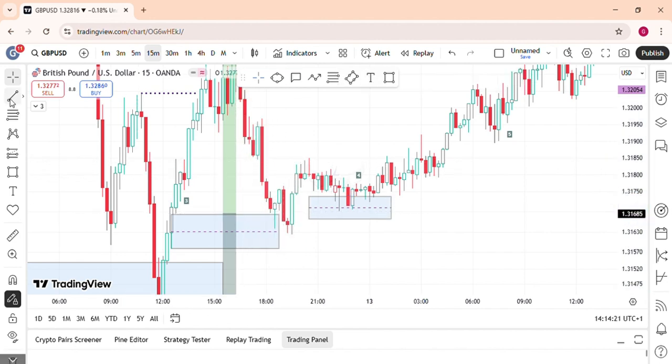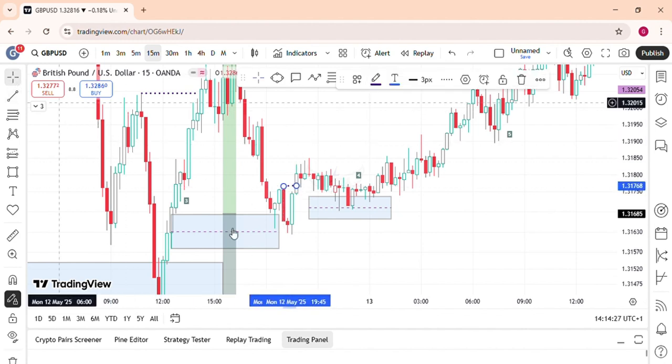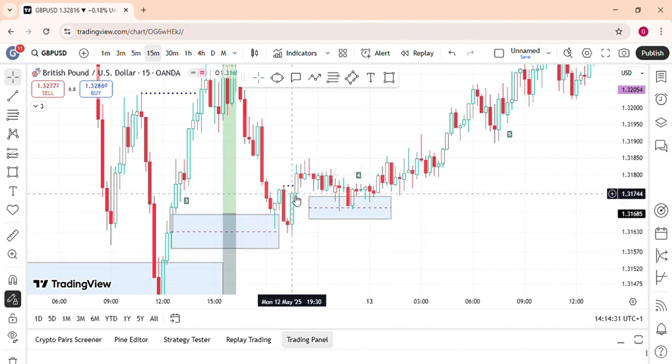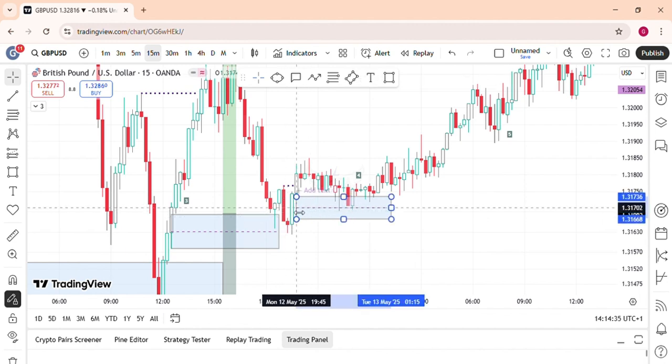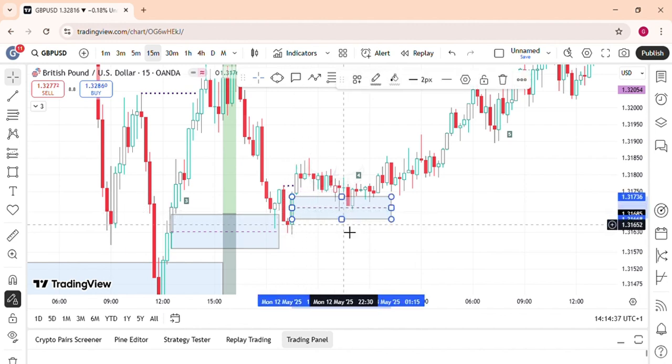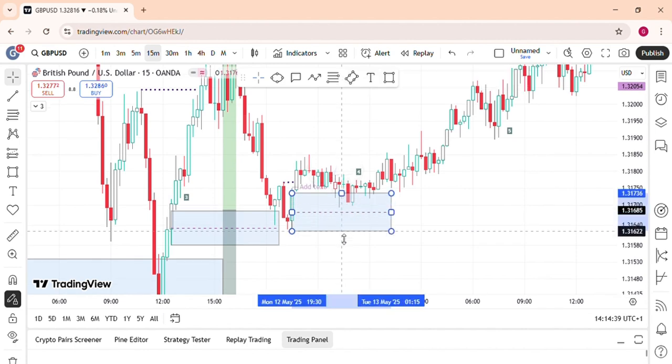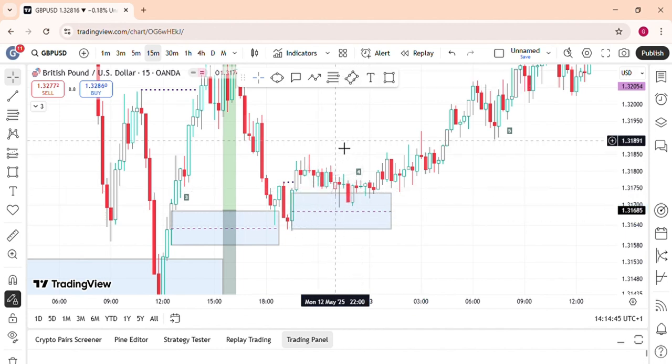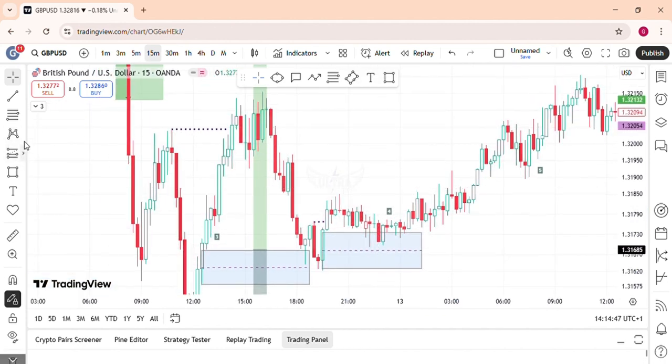Now there is a break of market structure here, and remember price has tapped into this fair value gap here. There's a break of market structure and also a fair value gap here. So this is why this is being highlighted here. So this other fair value gap is where we will set our entry for a bullish trade.